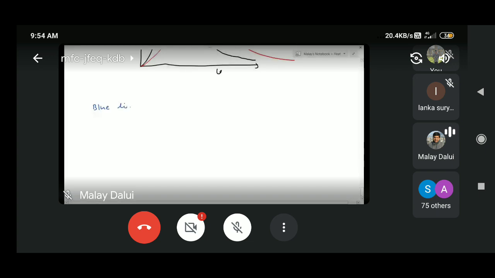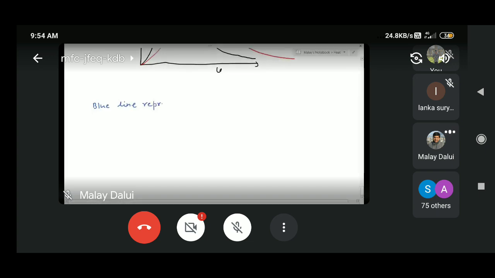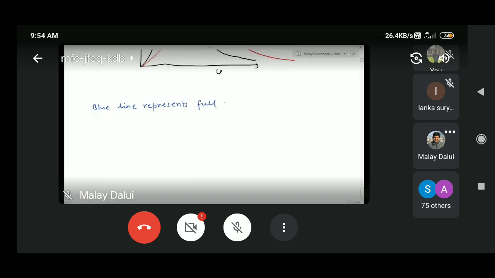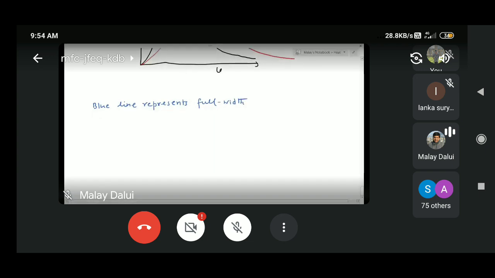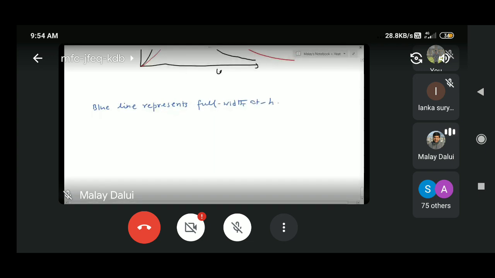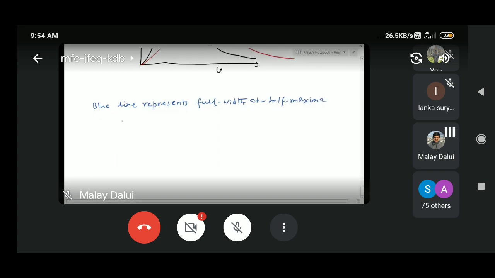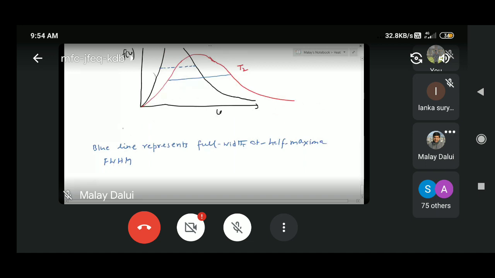The blue line represents full width at half maxima, or FWHM. And you find this is actually proportional to temperature. So higher temperature results in larger full width at half maxima, that is, a broader distribution.